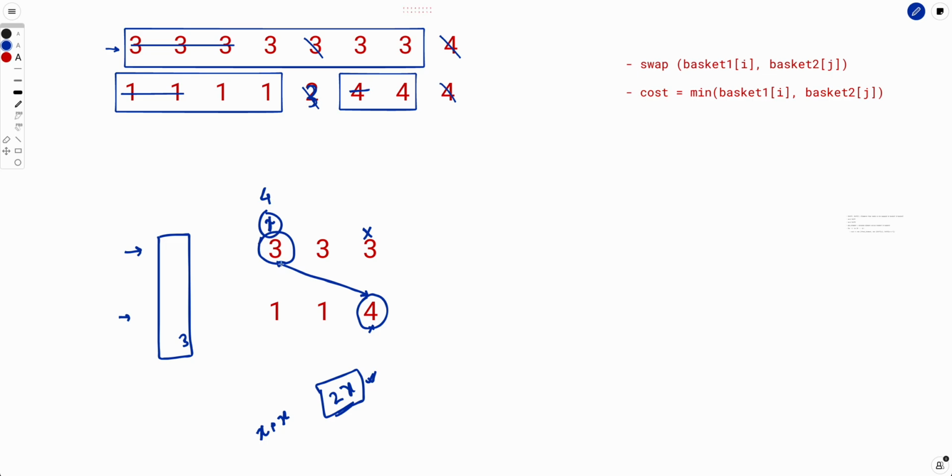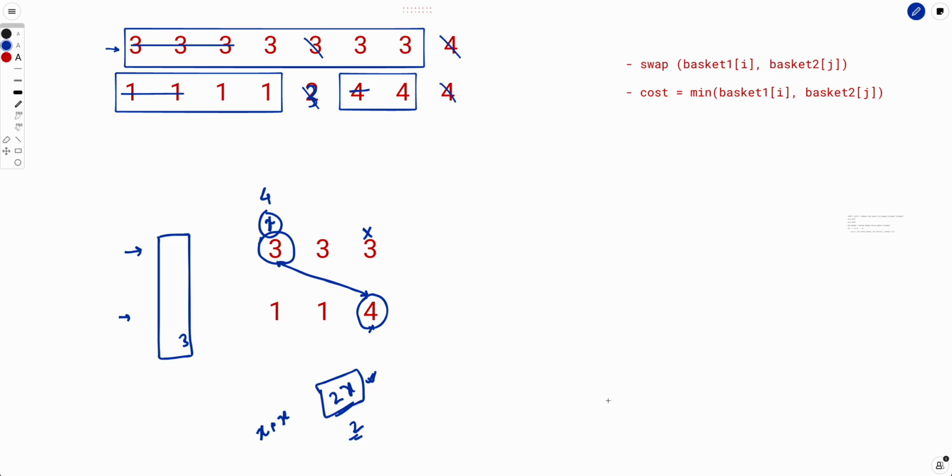So what we can do is, instead of swapping this 3 and 4, we can choose 1 and use 1 to swap 3 and 4. And if we do that, we will be incurring a cost of 2 into 1, which is 2, which is less than the minimum of 3 and 4, which is 3. And because that's the case, we will prefer that x instead of direct swapping, right? So hope this makes sense.